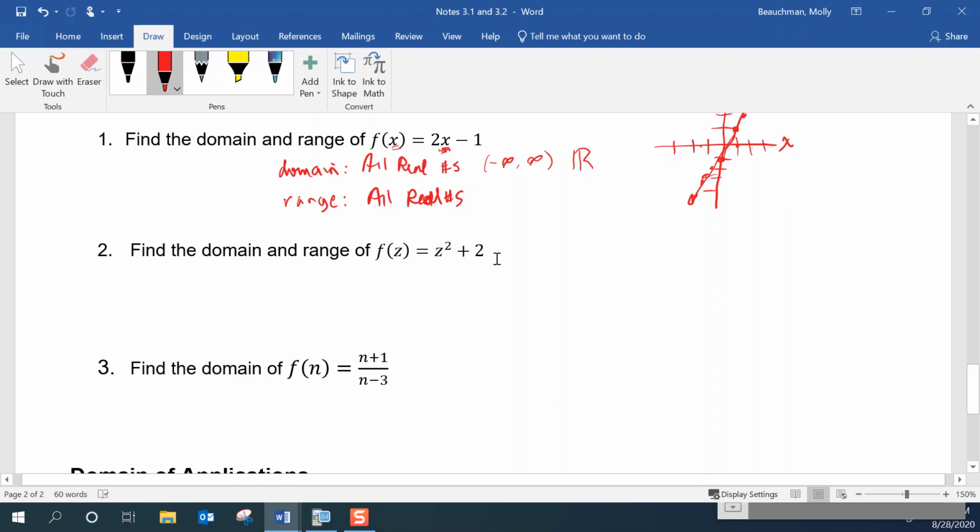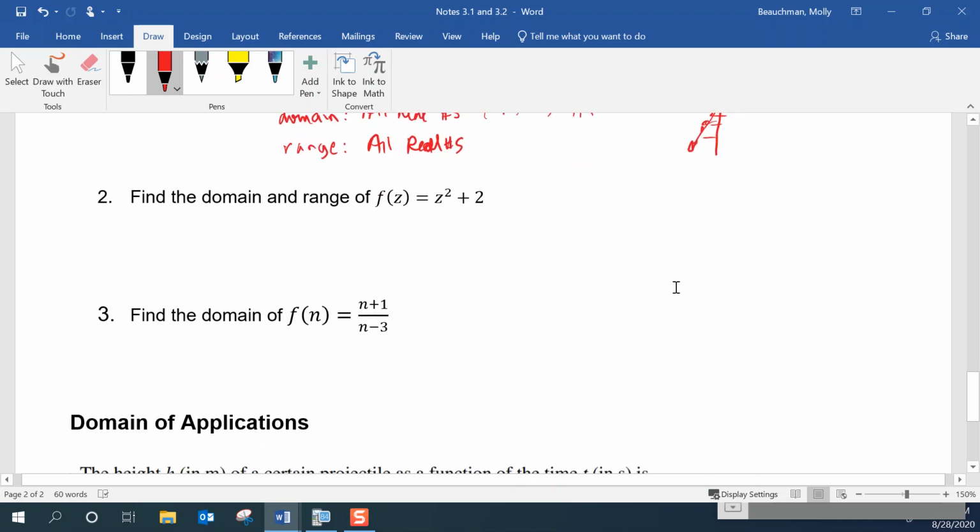Number 2, find the domain and range of this function in terms of z. F of z is equal to z squared plus 2. So then we think of the inputs. Can we put anything we want to in for z? Can I put positive numbers in here? Yes. You can square positives, you can square negatives, and you can square 0. So the domain of this function is all reals.